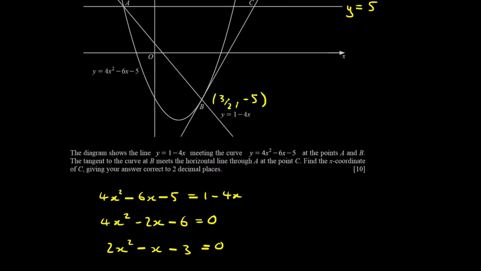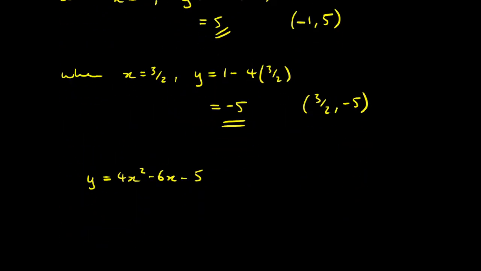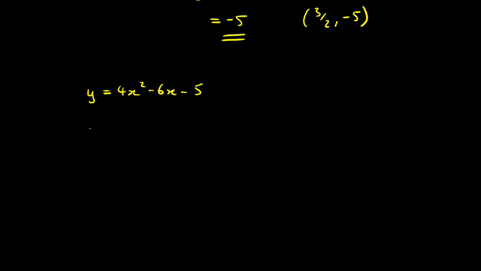Let's just go up and check that: 4x squared minus 6x minus 5. Differentiating this is going to tell us the gradient of the tangent. So that will be 8x minus 6. And we substitute the point we're interested in, which is 3 upon 2.